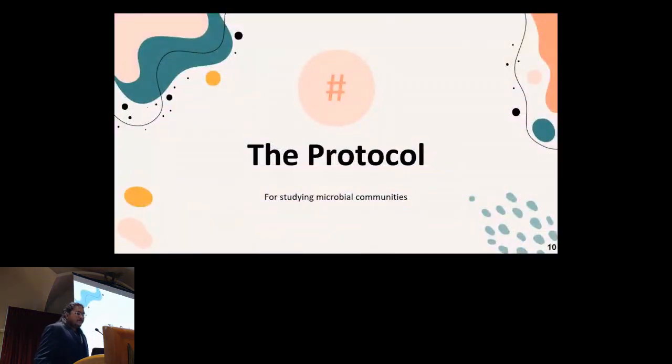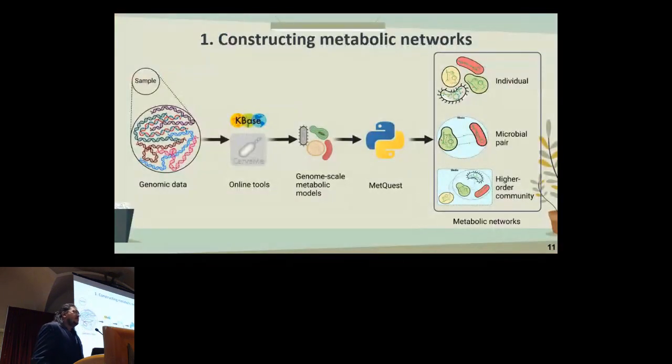All right, so now let's get into the protocol. The first step in this protocol is to construct metabolic networks. We start with genome data, and then we use online tools like KBase and CarveMe to construct genome scale metabolic models. From these models, we use our package called MedQuest to construct metabolic networks. Metabolic networks will be constructed for individual microbes, for microbial pairs, and also for higher order communities, that is, communities with more than two microbes.